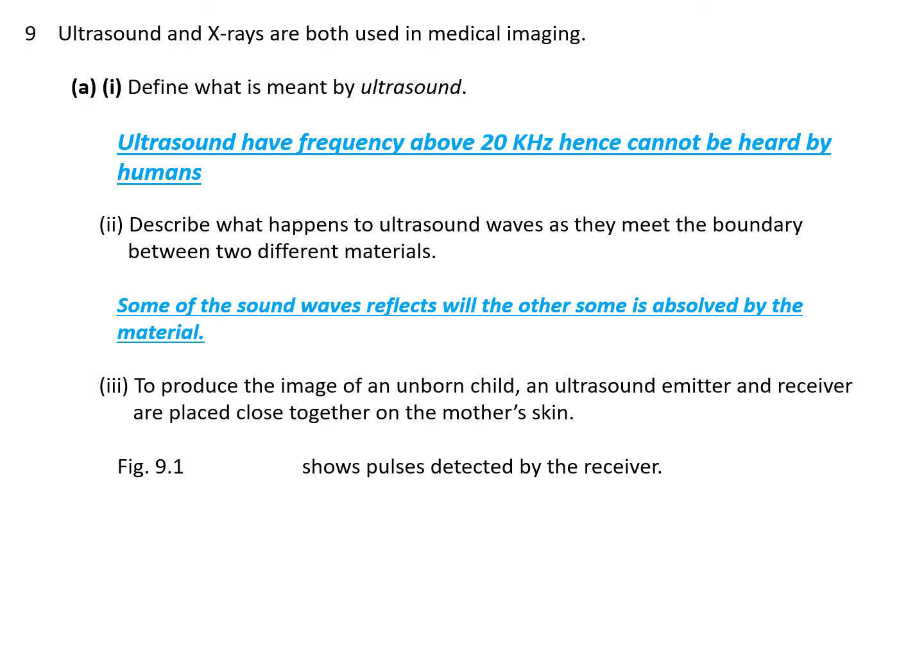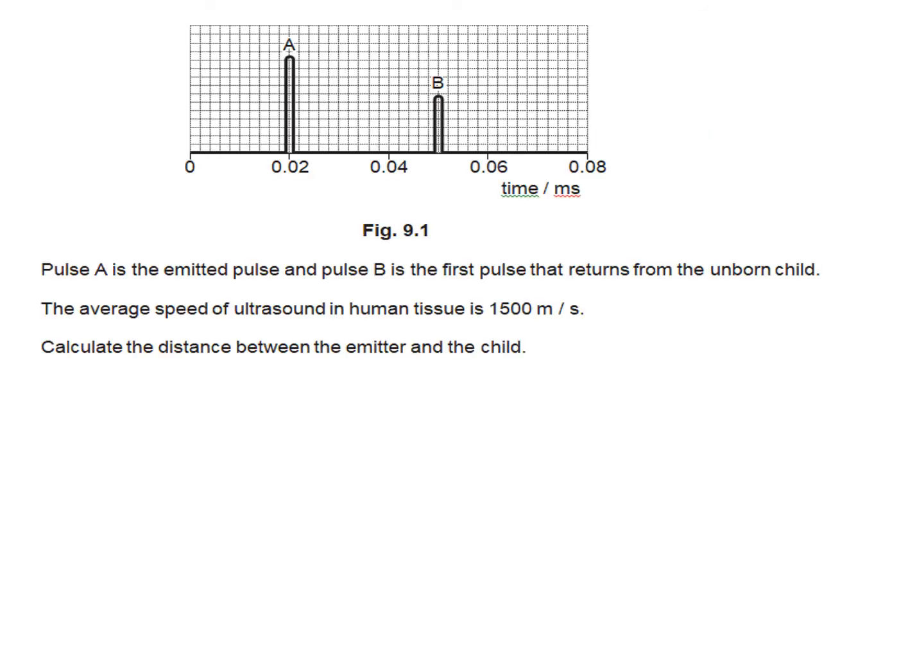Part 3. To produce the image of an unborn child, an ultrasound emitter and receiver are placed close together on the mother's skin. You can see the pulses are shown here. This is before the radiation was emitted, and this is after. Pulse A is the emitted pulse, and pulse B is the first pulse that returns from the unborn child. The average speed of ultrasound in human tissues is 1,500 meters per second. Calculate the distance between the emitter and the child.